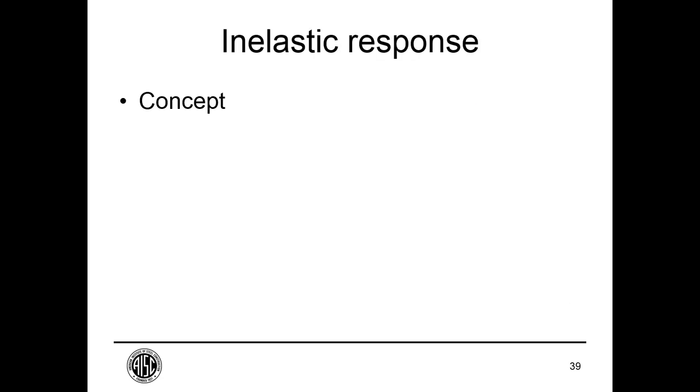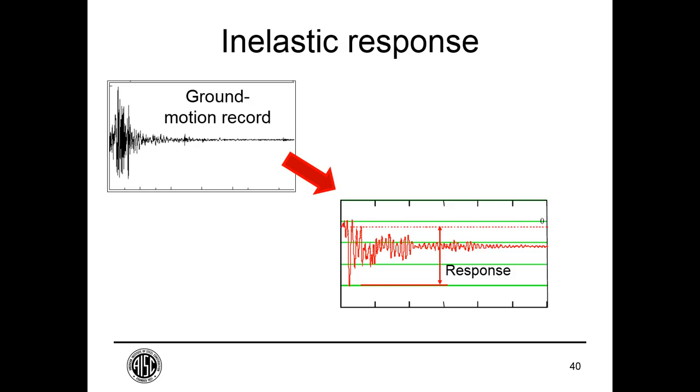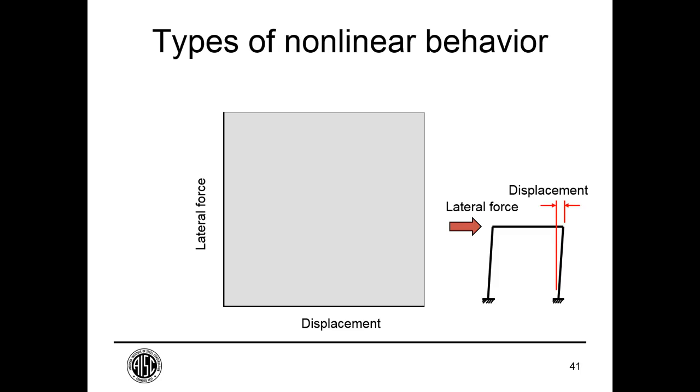Let's talk a little bit about ductility. What we mean by ductility, types of nonlinear behavior, effective stiffness and period, energy dissipation, and damping. So again, we're going from a ground motion to a response, but this is an inelastic response here. So we have some yielding of the structure, and we're not returning to 0. The type of nonlinear behavior has an effect on how big that inelastic response is.